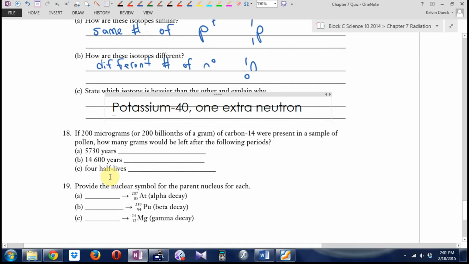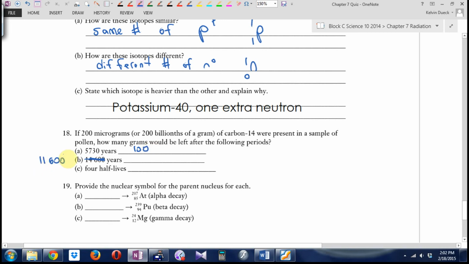The typo is this one here. This one is yucky. 200 micrograms or 200 billionths of a gram. How much will be present after the following periods? So 1 half-life is 5,730, so 100. 14,600, I think it's supposed to be 11,600 or something like that. Anyways, just skip that one.